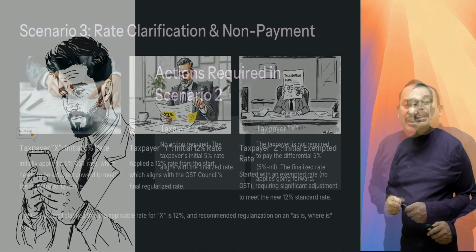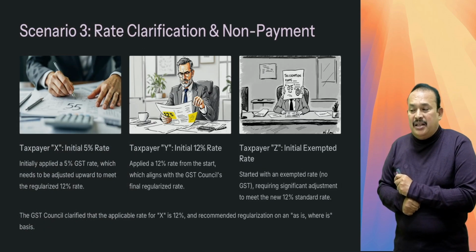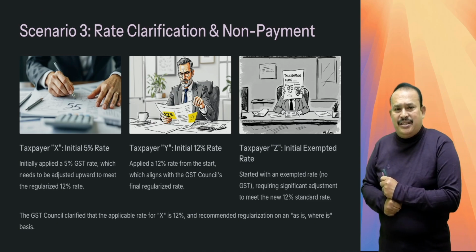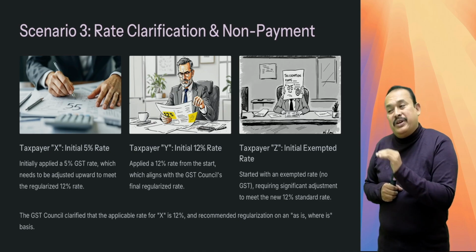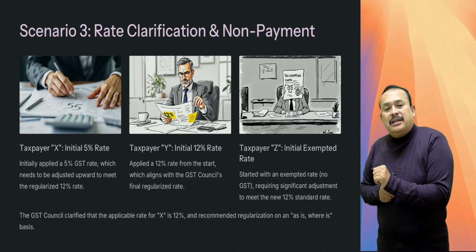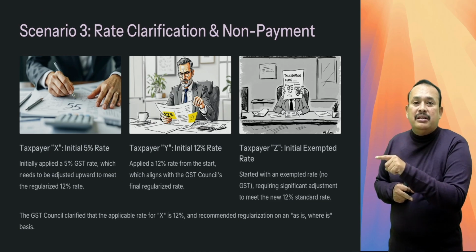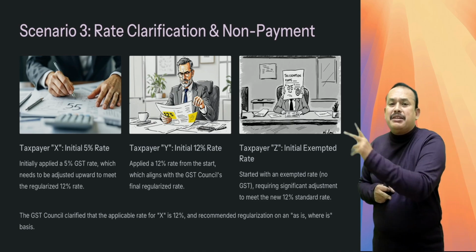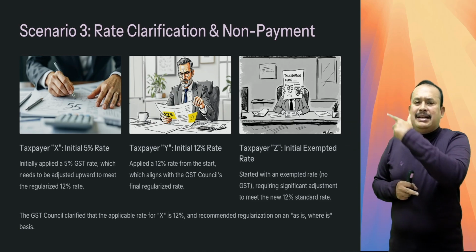Further, my dear friends, what is the clarification required here? There is a rate clarification, whether 5% applies or 12% applies for a given product or service. Here the dispute is not about exemption. Exemption is not a dispute. Only the rate of tax differs, 5% or 12%. Let us take an example.